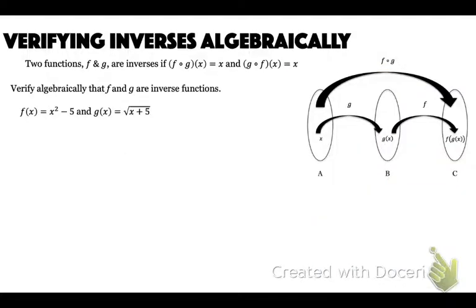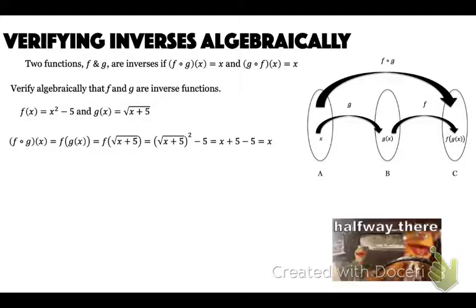Let's do this one. If we want to verify this, I'm going to do f of g of x first. So I'm going to plug in the square root of x plus 5 into that function. So I have the square root of x plus 5, squared, minus 5. That square gets rid of the square root, so I have x plus 5 minus 5, which is x.